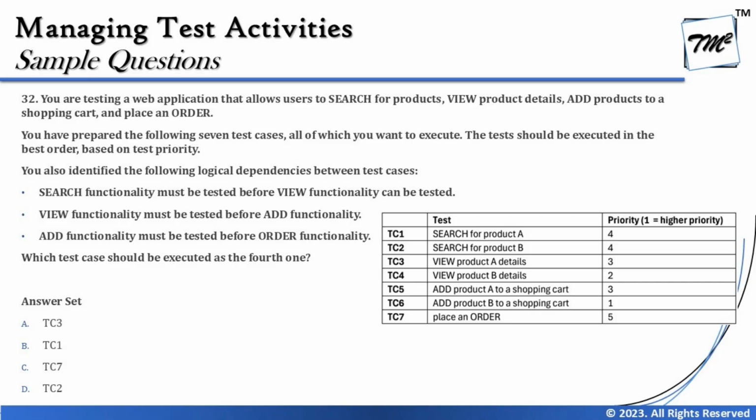The next question we have here for you is question number 32, and this is about the test execution schedule. And this is going to be a little tricky. Always remember that the dependencies and the priorities have to play a vital role.